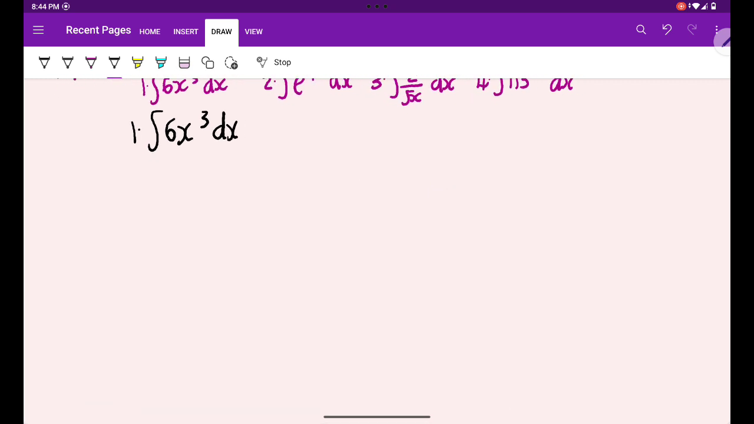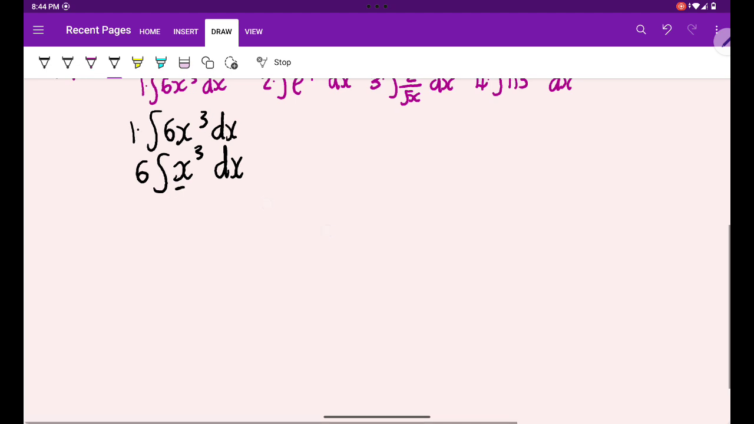So there's a rule in integration that I didn't write here, but it says when you have a constant multiplying a variable that you are integrating with respect to, you can take out the constant, right? So you're going to write 6, the integral sign, and then you have x to the power of 3 dx. You can't take out a variable to the other side. You can only take out a constant that is a coefficient of the variable you are working with.